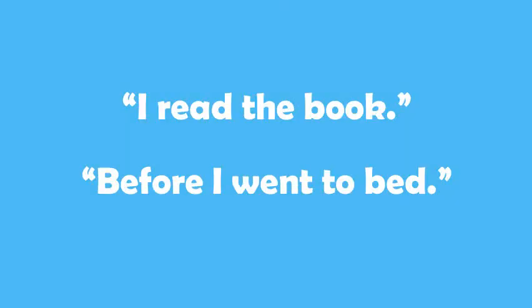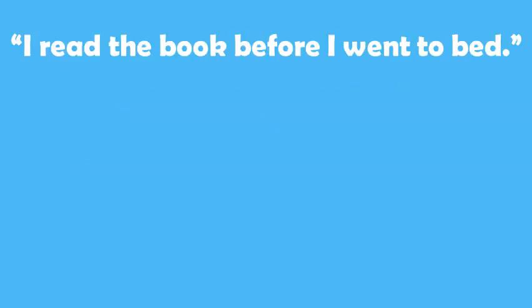Now let's see what happens when we put those two clauses together. So our first clause was I read the book. That was a complete sentence. Our second clause was before I went to bed. That one was not a complete sentence. So let's look at what happens when we put these two together. Here's one way we could do that. We could say, I read the book before I went to bed.